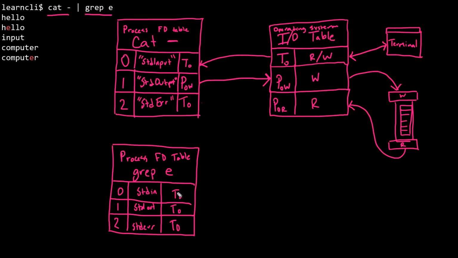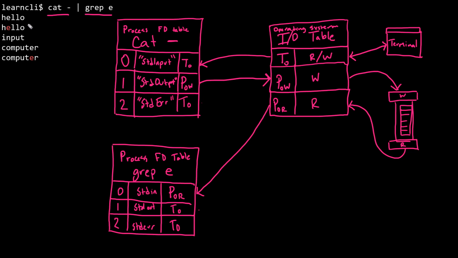And so standard in is going to be connected to the pipe that we set up's read end, right? So the read end is going to be connected to the grep program's standard input. And then the standard output of grep, well, we're not doing anything with it. We're not redirecting it. We're not piping it anywhere. It's going to be connected to terminal 0, right? So that's what's going to cause its output to go to terminal 0, or to our terminal window. And same with standard error. I'm going to leave those off as we traverse this connection here.